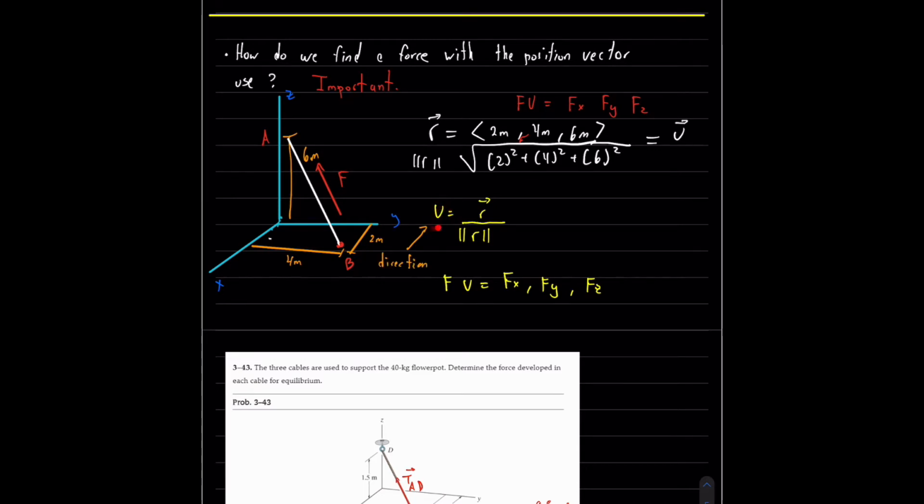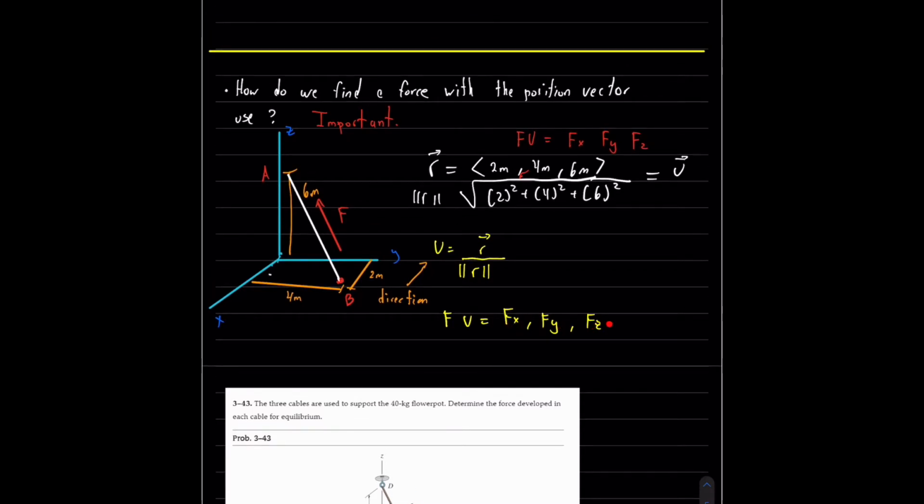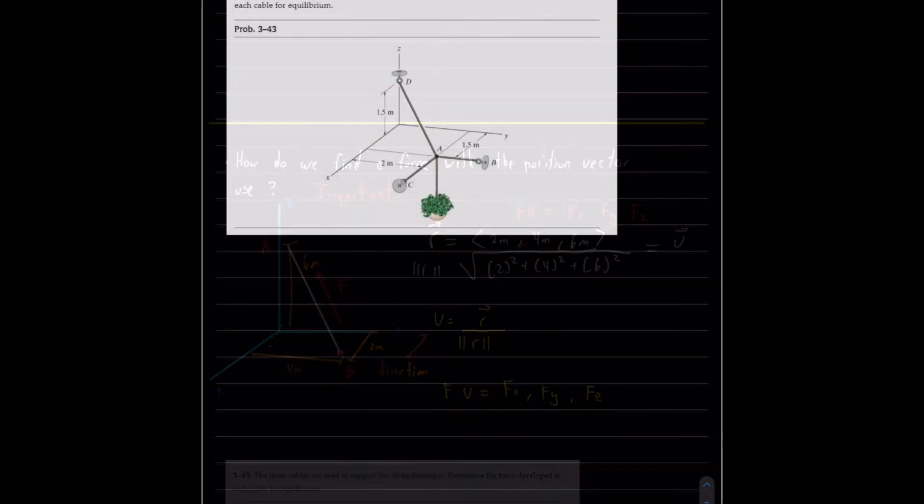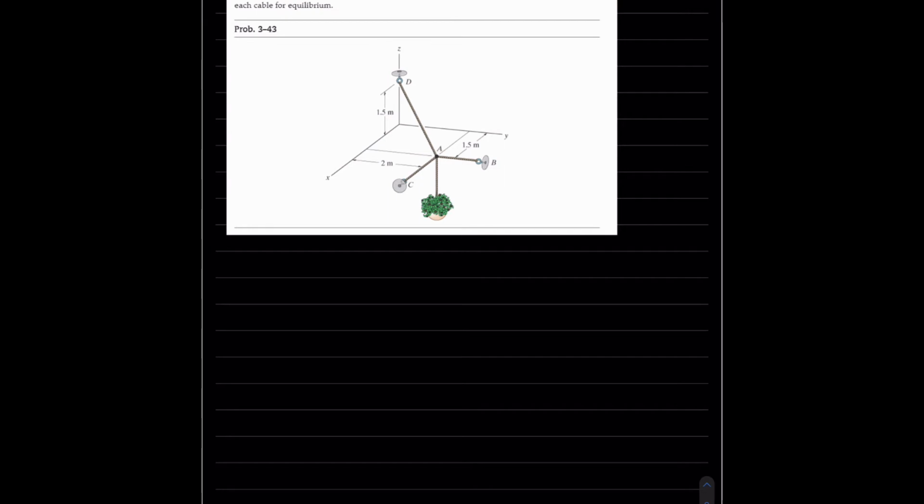And once you have this unit vector, you will multiply that times the force to find the components of the force, Fx, Fy, and Fz, going along this rod here. Okay. Now I'm going to solve a 3D equilibrium problem. To solve these types of problems, you should always use two things: a free body diagram and equations of equilibrium.